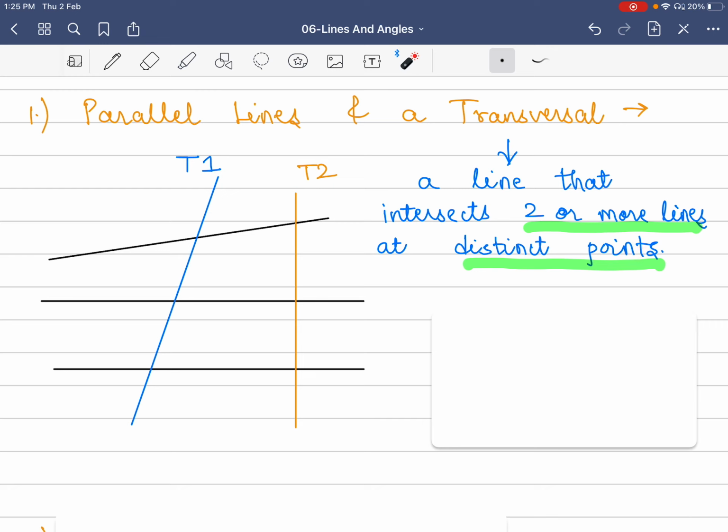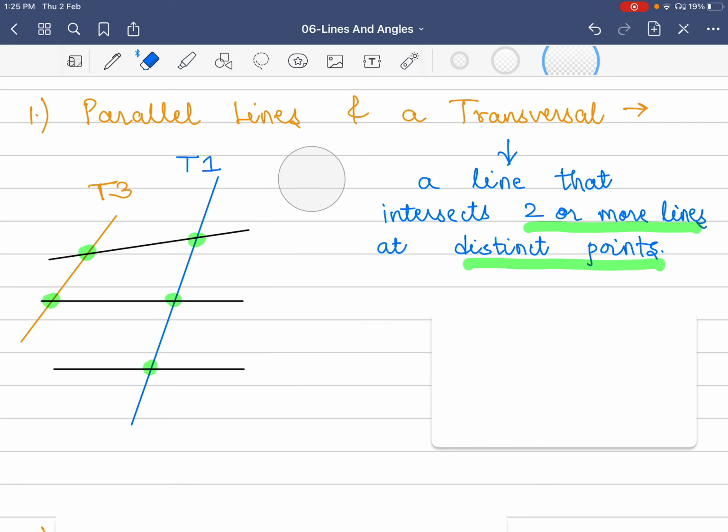Let's draw one more transversal. For example, let us draw a transversal which will intersect only two lines, something like this. So this will be T3. Is T3 a transversal? Yes, T3 is also a valid transversal because it intersects two lines at two distinct points. So that was a keyword, two or more distinct points. As long as it intersects the lines at distinct points, it is a valid transversal. That's a very simple, straightforward definition of what a transversal is.